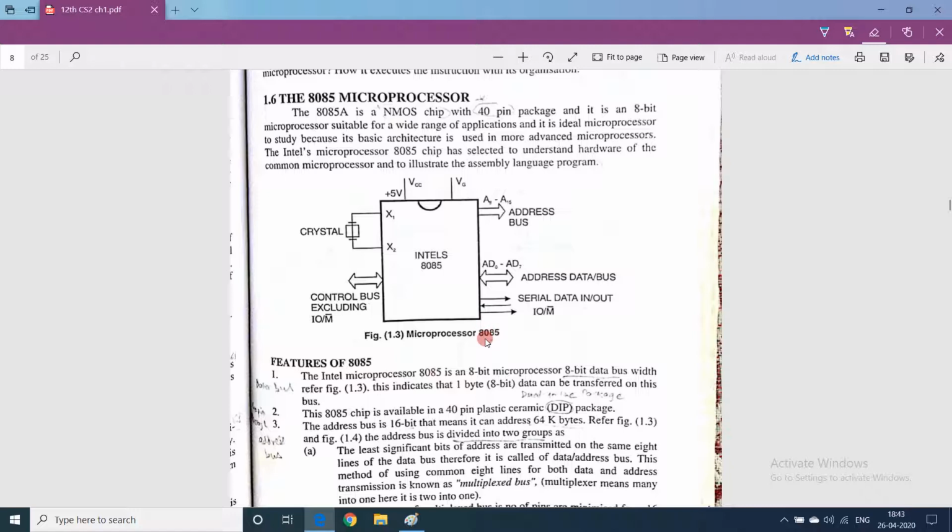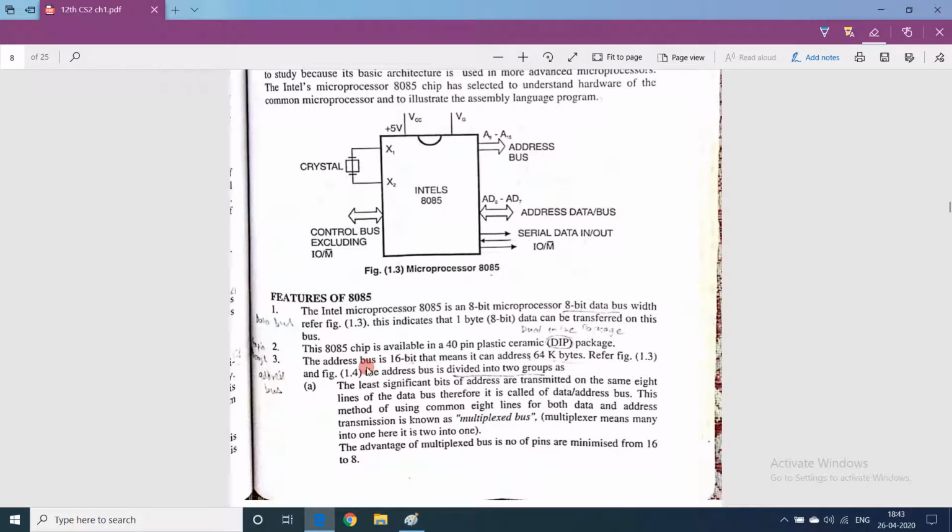Features of 8085. What are the features of 8085? 8085 is an 8-bit microprocessor. Why 8-bit? Because at a time it can process up to 8 bits of data. It has got an 8-bit data bus width. At a time it can carry 8 bits of data. 8 bits means 1 byte. The 8085 chip is available in a 40-pin plastic or ceramic dual inline package. That is talking about the IC.